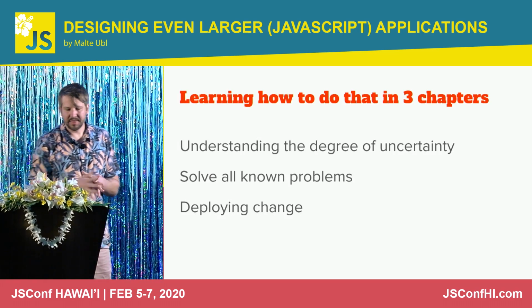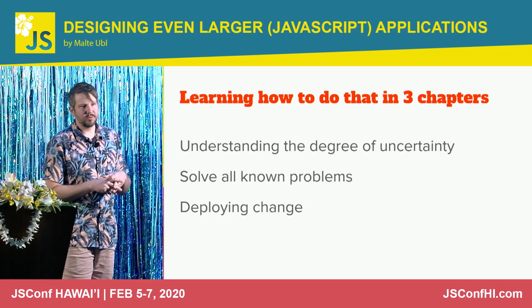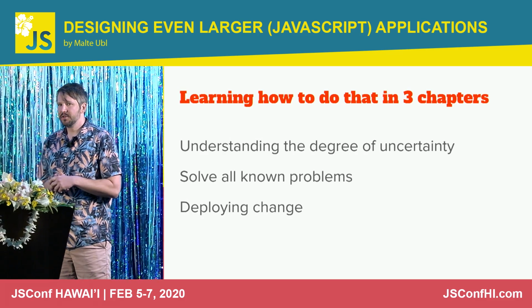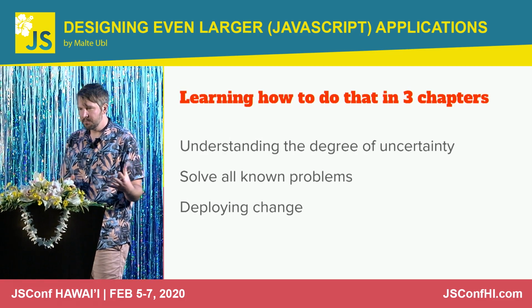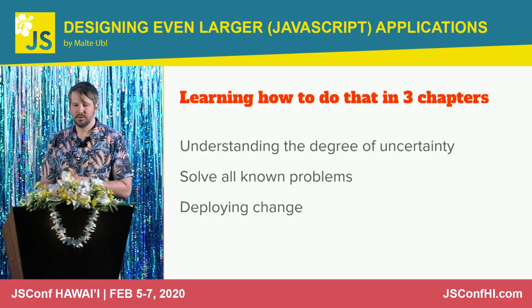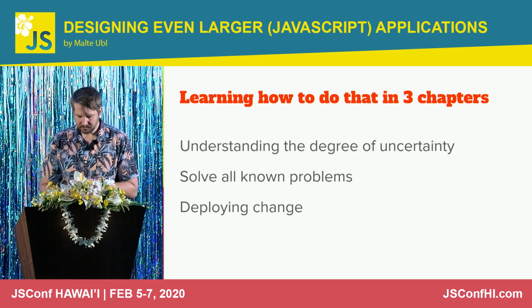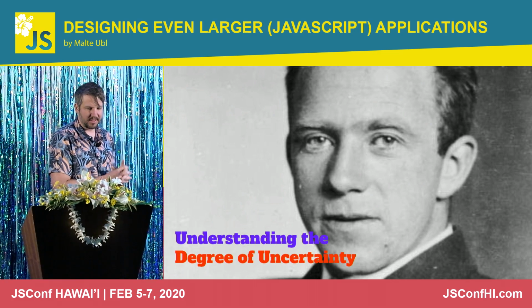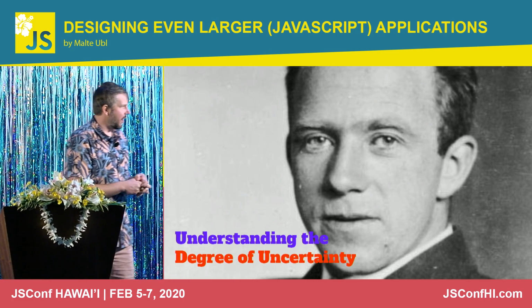I'm going to talk about that in 3 chapters. The first one I call understanding the degree of uncertainty. Then we're going to learn how to solve all known problems. And then finally, we're going to learn about deploying change. Cool, let's dive right in with our friend Werner Heisenberg telling us that this is actually impossible.